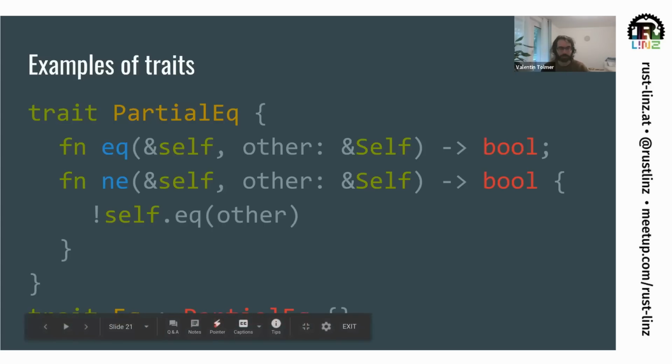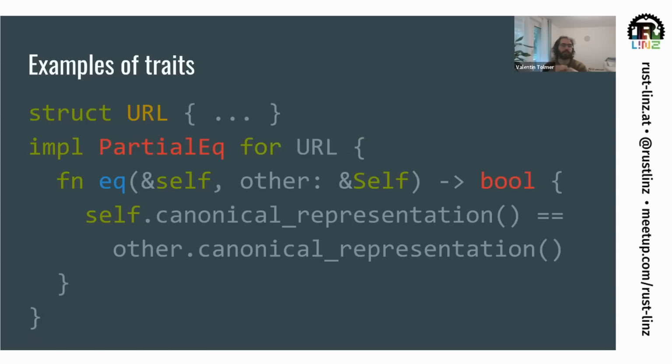It's not critical. So let's implement PartialEq for a type. Let's say you have a struct URL and it has lots of fields, different ways to represent the same thing. So you want to say that two URLs are equivalent or equal if they have the same canonical representation. So you will implement PartialEq for URL, saying, okay, I take a URL and another. So the Self with a capital letter is the type for which we're implementing the trait, so URL, and then returning a Boolean true or false, and we're just going to compare the canonical representation of the two URLs.